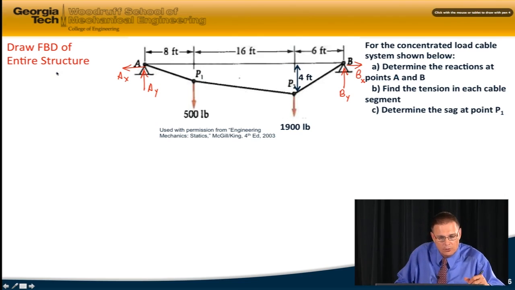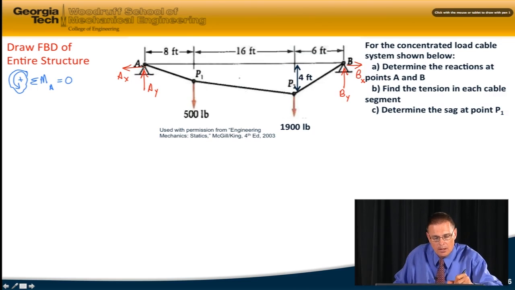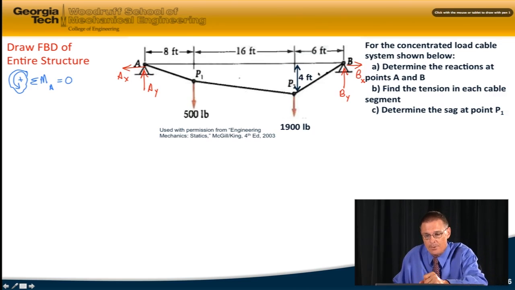I'm going to sum moments about point A, set it equal to 0. I'll choose counterclockwise positive. You'll notice AX, AY, and BX, those three unknowns have their lines of action going through A, so they don't have a tendency to cause a moment. I'm going to be able to solve for BY directly.